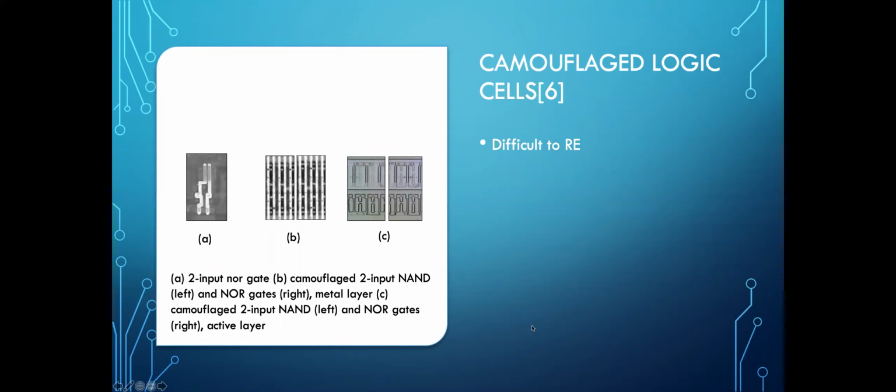Another method is camouflage logic cells. It's very similar. Instead of filling in space, cells are camouflaged to obfuscate their true function. So as you see here is a NOR gate, and in the picture on the right is a camouflaged NOR gate. So it's pretty difficult to figure out that this is a NOR gate. So yeah, this makes it more difficult to reverse engineer, so more difficult to carry out a Trojan attack, as well as more difficult to pirate an IC design.